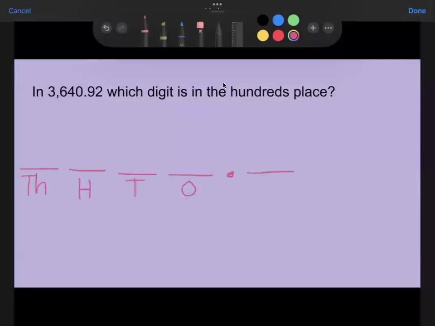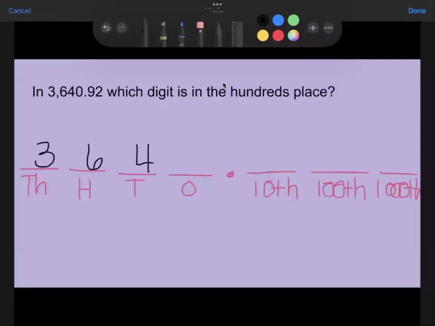To the right, I'm going to go tenths, and then hundredths, and then thousandths. Perfect. Okay, now let's go ahead and fill in the number we were given. This has got a 3640 in front of the decimal, 3640, and then a 9 and a 2 after the decimal.